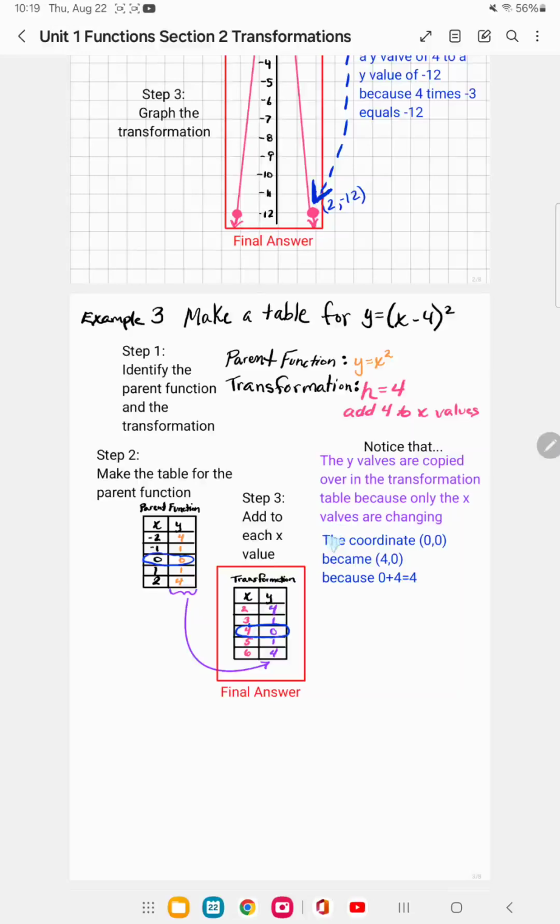So one thing you want to notice here, the coordinate 0, 0 became 4, 0 because we took the x value of 0 and added 4 to it. So this is my vertex. So my transformation here is going to change the vertex. It's going to move it to the right 4 spaces. So this is my final answer. This is the only transformation that's happening here. So this is the answer to example 3.